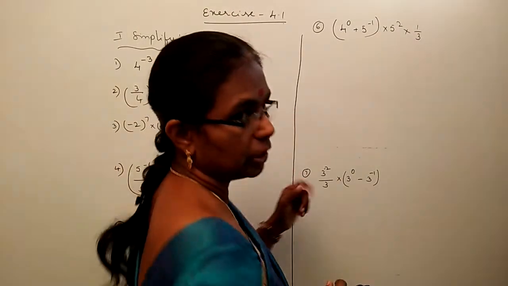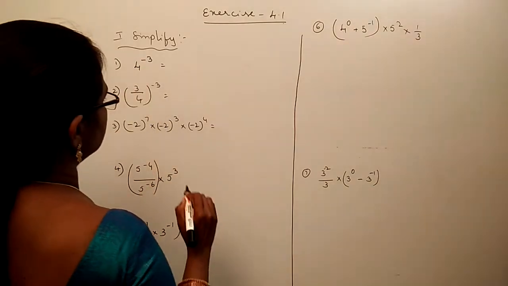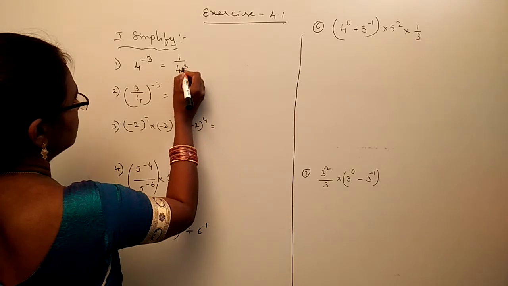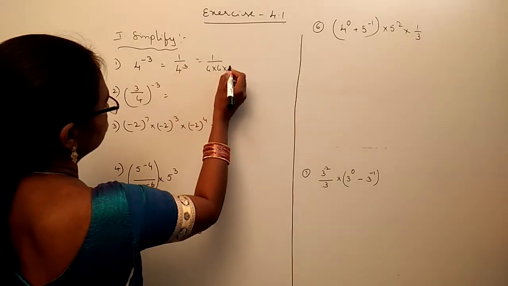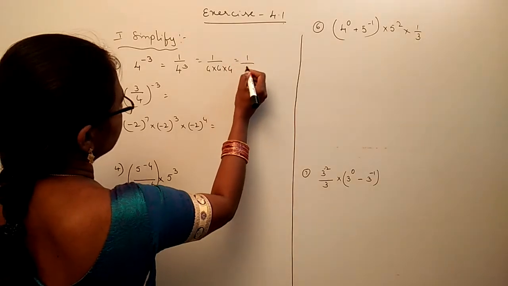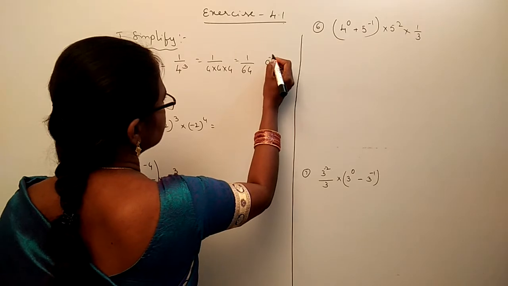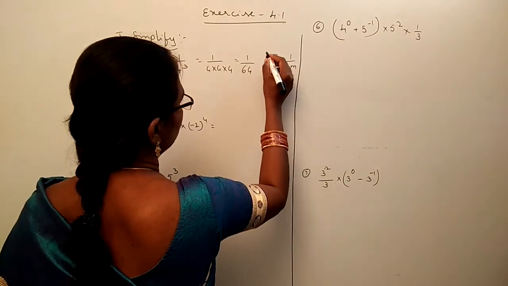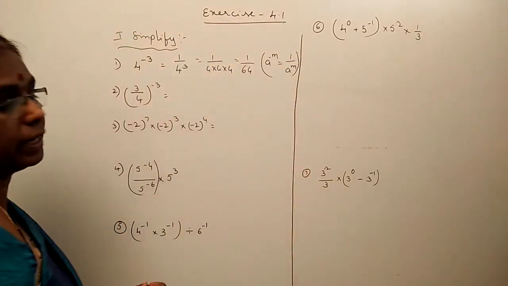Now 4.1, how to simplify. 4 to the power of minus 3 means 1 by 4 cube, which is equal to 1 by 4 into 4 into 4, which is equal to 1 by 64, because a to the power of minus m is equal to 1 by a to the power of m.